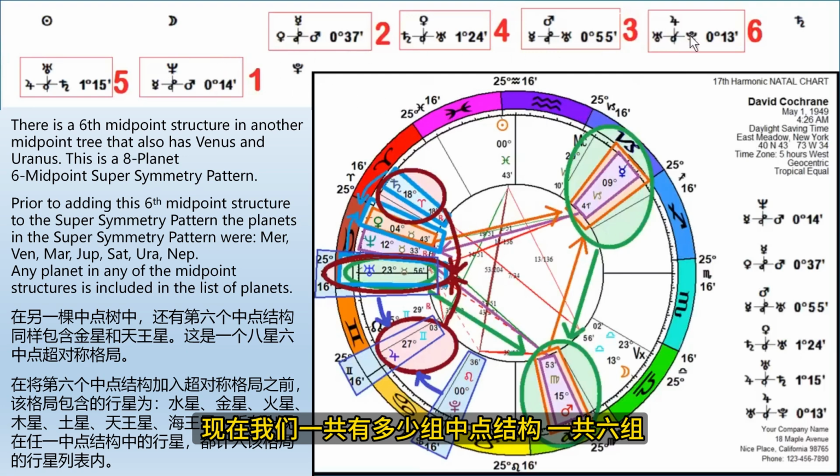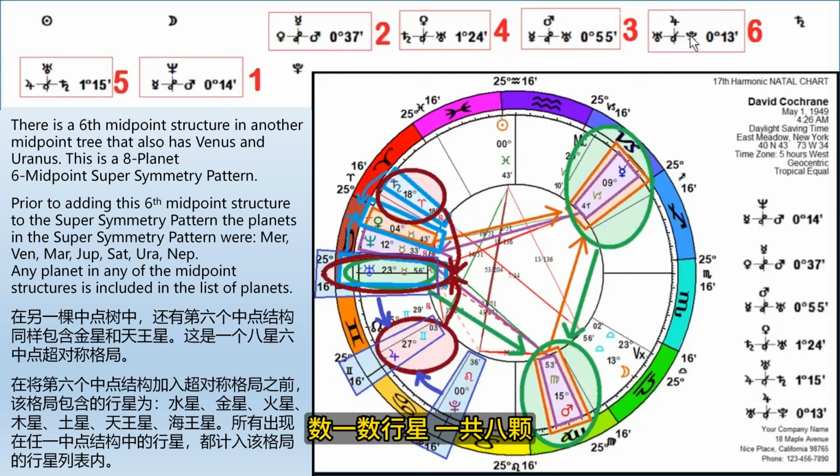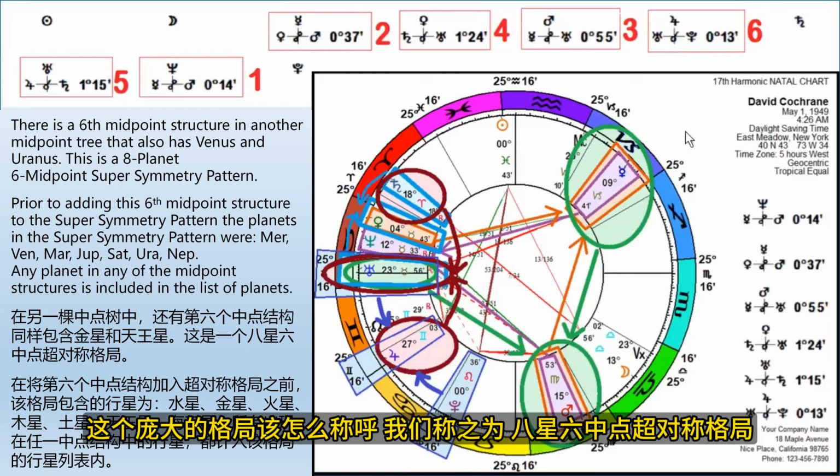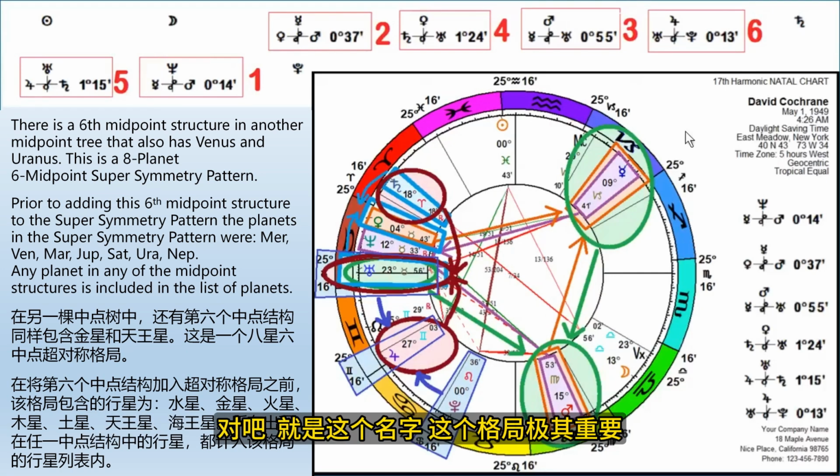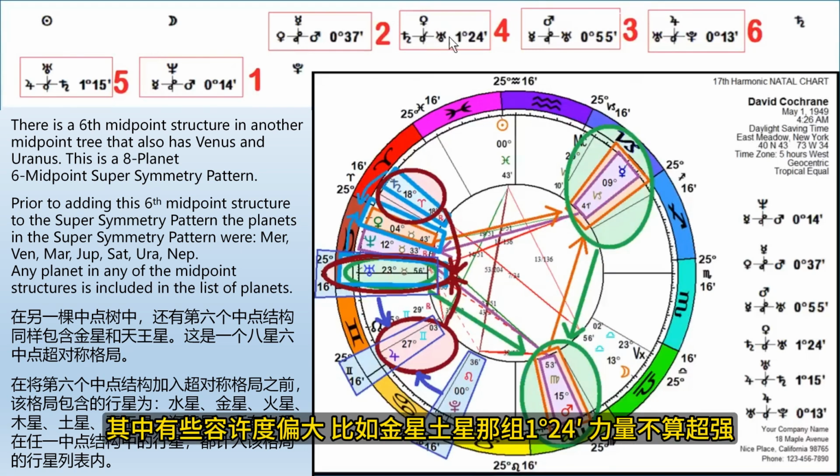We have how many midpoint structures? We have 6 midpoint structures, and if you count the number of planets, there are 8 planets. What do we call this giant configuration? We call it an 8-planet, 6 midpoint supersymmetry pattern. Right? That's it. And it's extremely important. Some of the orbs are way out there. Venus and Saturn is 1 degree 24 minutes. This one not super strong.